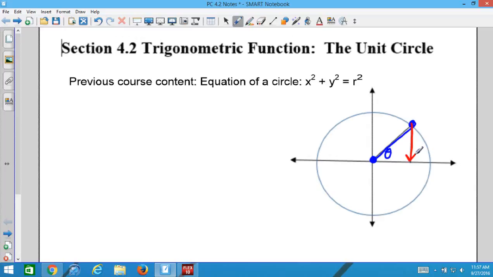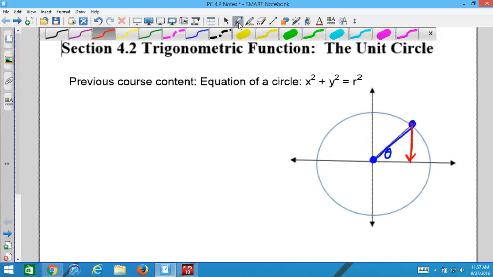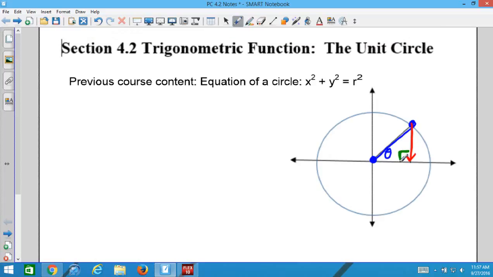Which axis is it connected to? The x-axis. When you connect it to the x-axis, that forms 90 degrees with the x-axis. So the theta is right there by the origin. It's that angle. The 90 degrees is where we drop down to the x-axis, only the x-axis.